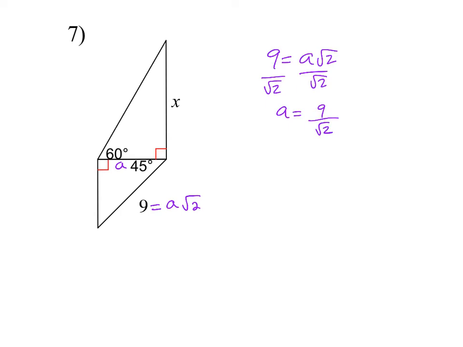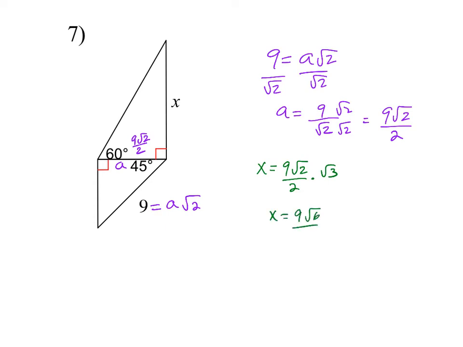I'm going to rationalize that denominator, multiplying by the square root of 2 over the square root of 2. That means this is 9 square root of 2 over the square root of 4, so that's 2. So I know that this side is 9 square root of 2 over 2. Then x equals the measure of the smallest leg of a 30-60 triangle times the square root of 3. So x equals 9 square root of 6 over 2. And that's it right there.